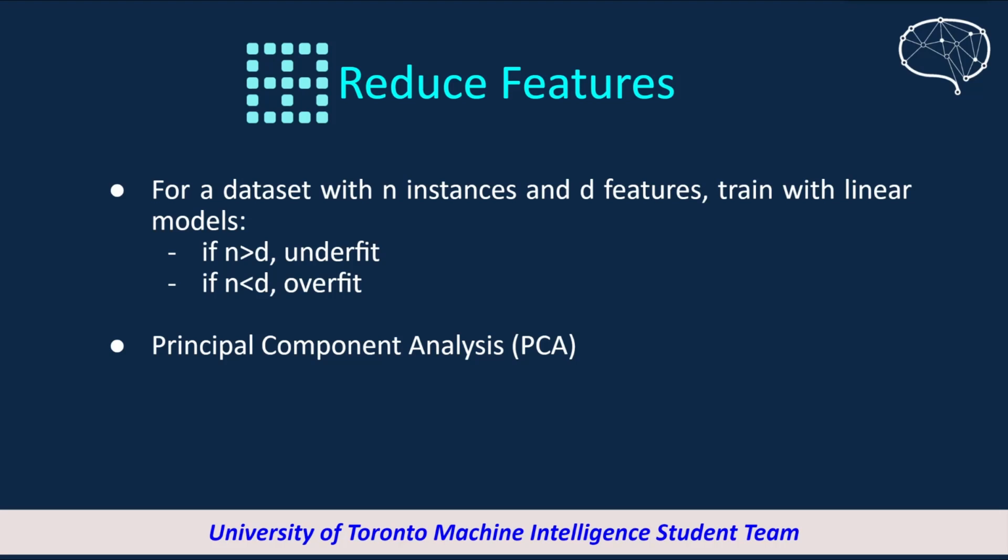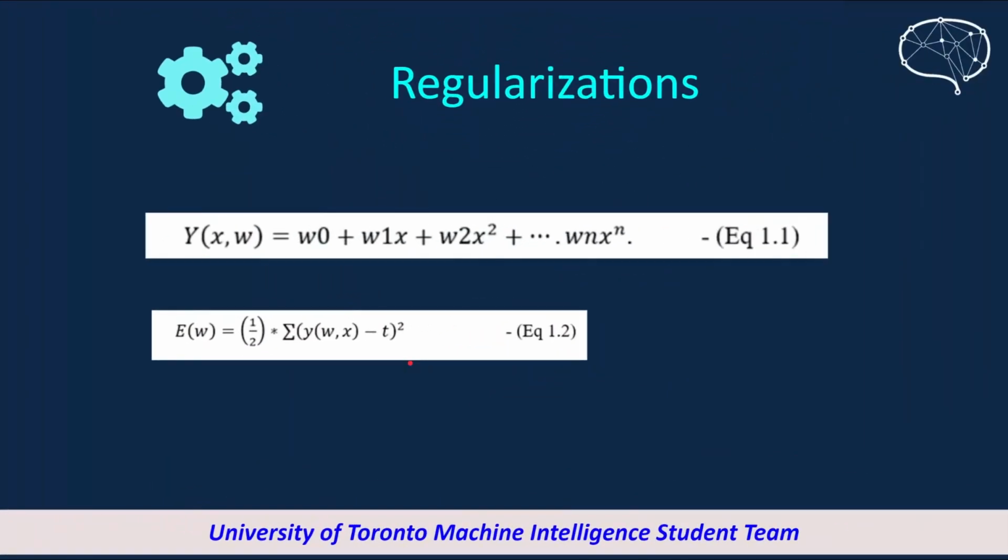Another way to reduce the features is called principal component analysis, or PCA. It's a very popular technique in data science, and Shubra will talk about this in the next workshop when she will be doing unsupervised learning. So next we'll be moving on to regularizations.